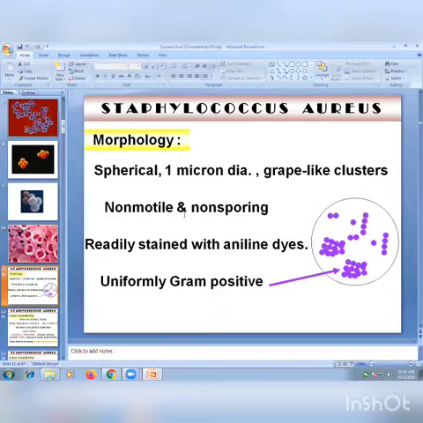These are non-motile and non-spore forming. Non-motile means flagella are absent, and spore forming activity is also absent. That's why these are non-sporing. Readily stained with aniline dyes, uniformly gram positive. They are violet in color after gram staining, and that's why they are gram positive.